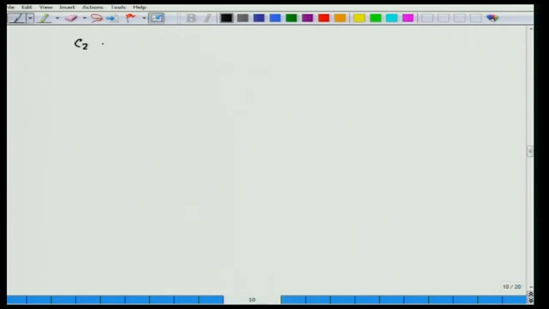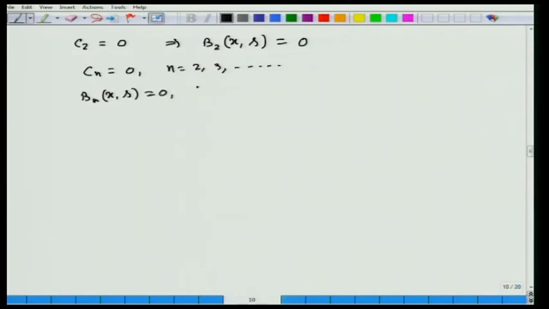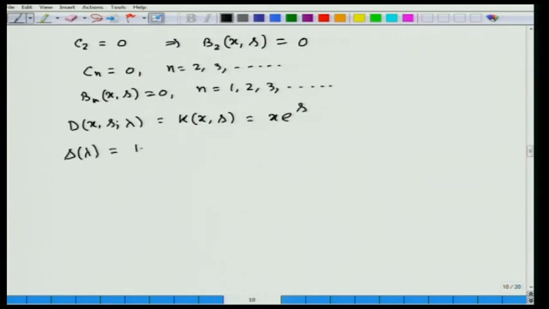and once b 1 x comma s is equal to 0, therefore, c 2, this is equal to 0, and c 2 equal to 0, this implies b 2 x comma s, this is also equal to 0, and therefore, we can write c n, this is equal to 0 for n equal to 2, 3 and so on, and b n x comma s, this is equal to 0 for n equal to 1, 2, 3 and so on. So, therefore, d x s lambda, this is only k x comma s. So, that is equal to x e to the power s, and delta lambda, this is equal to 1 minus lambda c 1, since we have evaluated c 1 equal to 1.